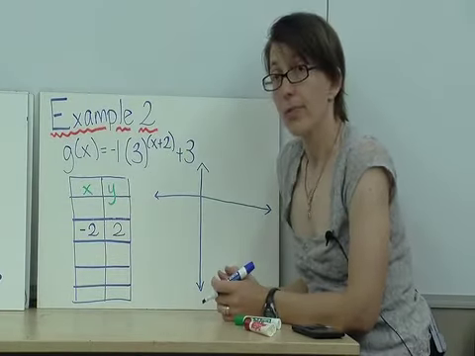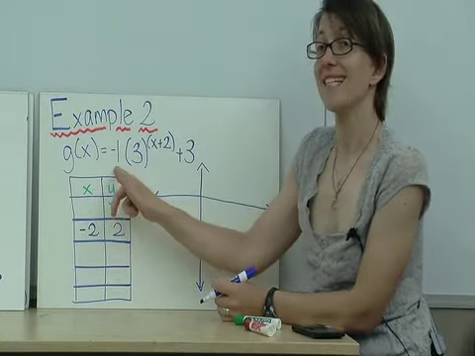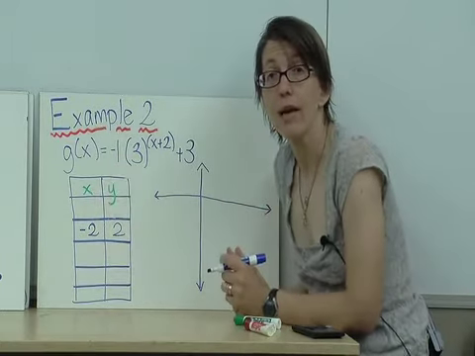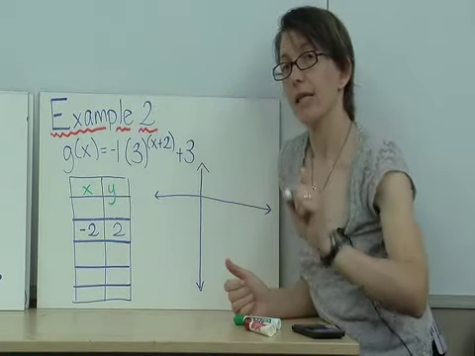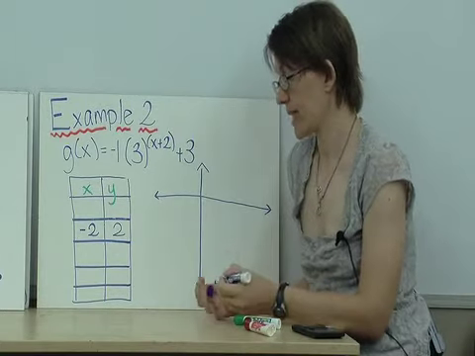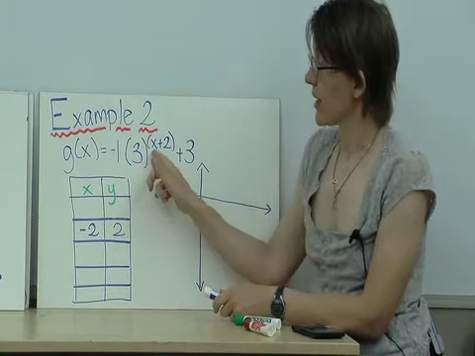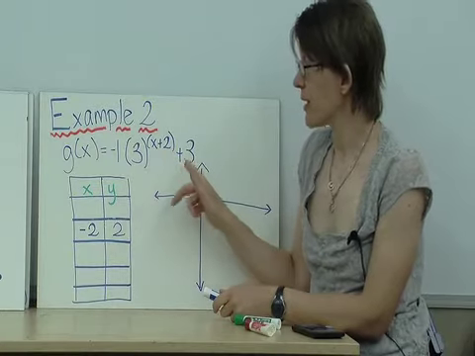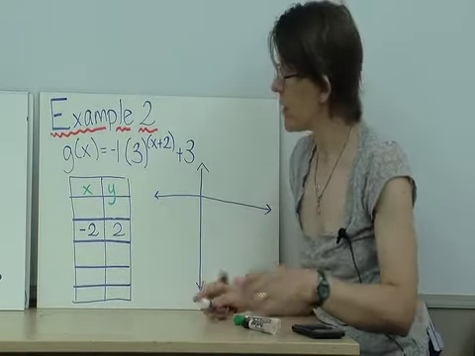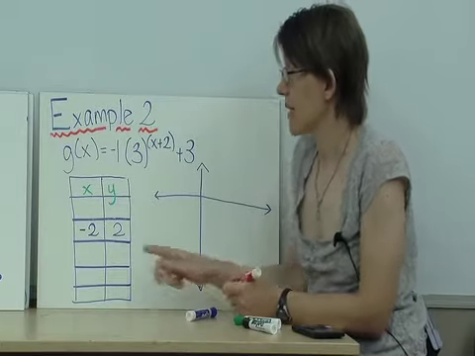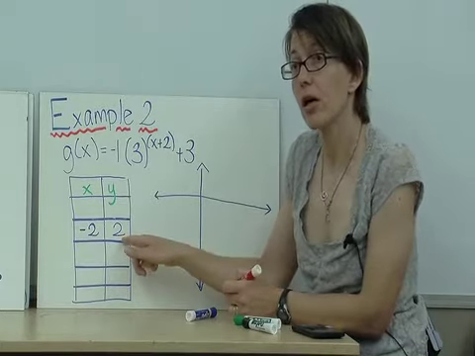Here's another example. In this example, A is negative. So right away, I'm saying this graph is going to go like this, be pointing upside down. Okay, my H value is -2, K is +3. My critical point is therefore -2, 2.